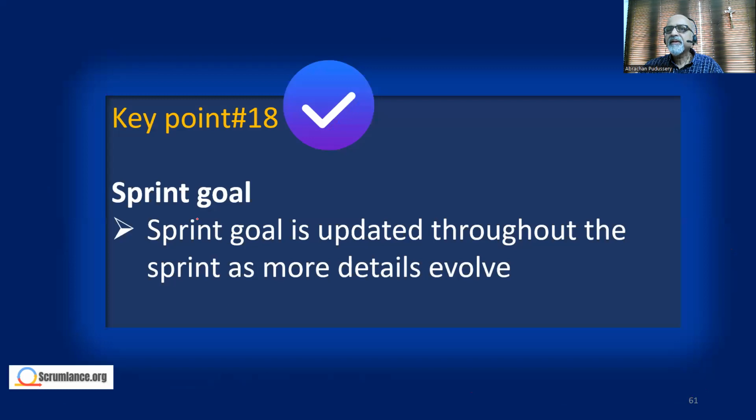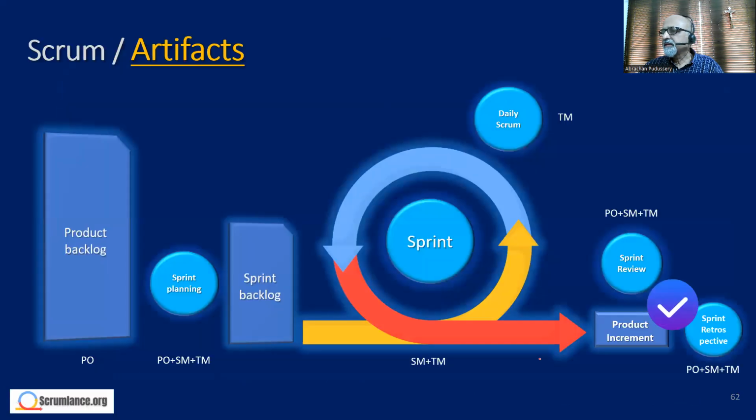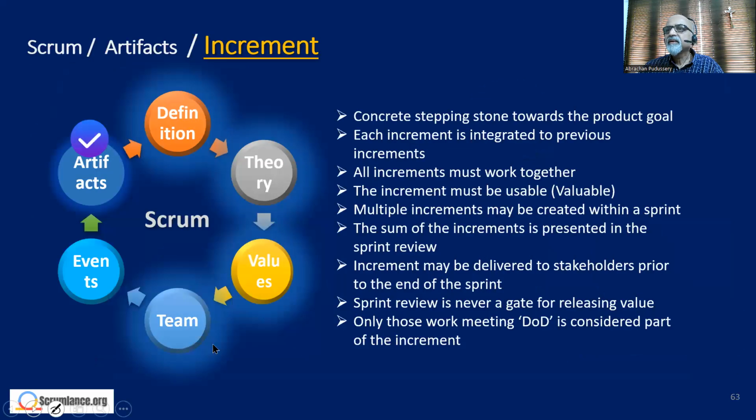The key point 18, the sprint goal. The sprint goal is updated throughout the sprint as more details evolve. Then the product increment is a concrete stepping stone towards the product goal. Each increment is integrated into previous increments.